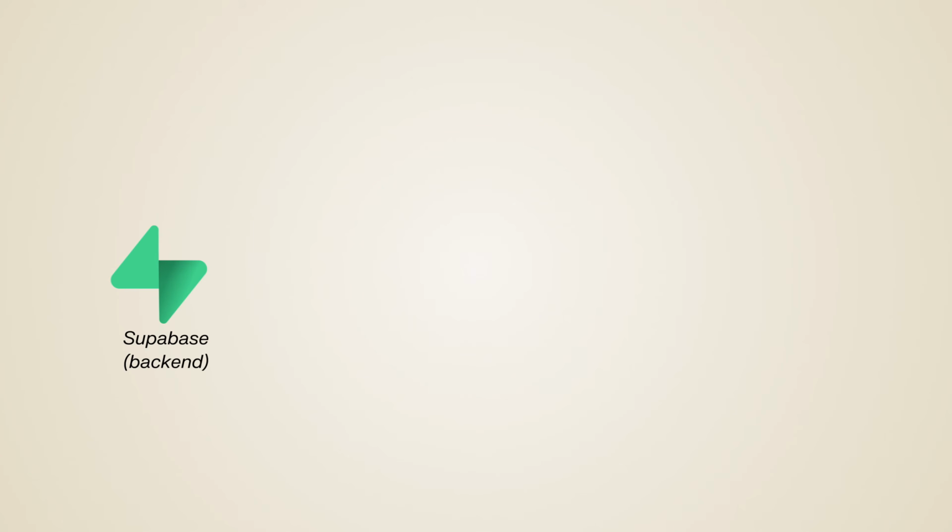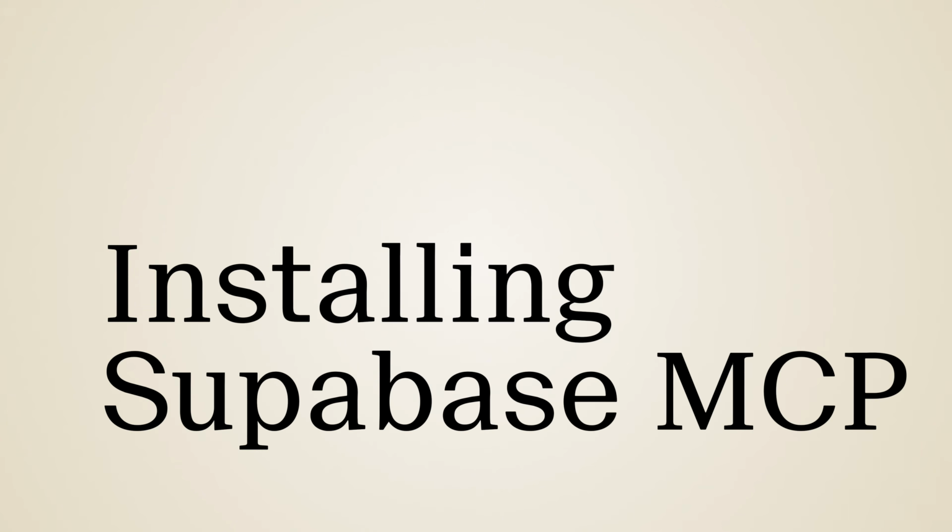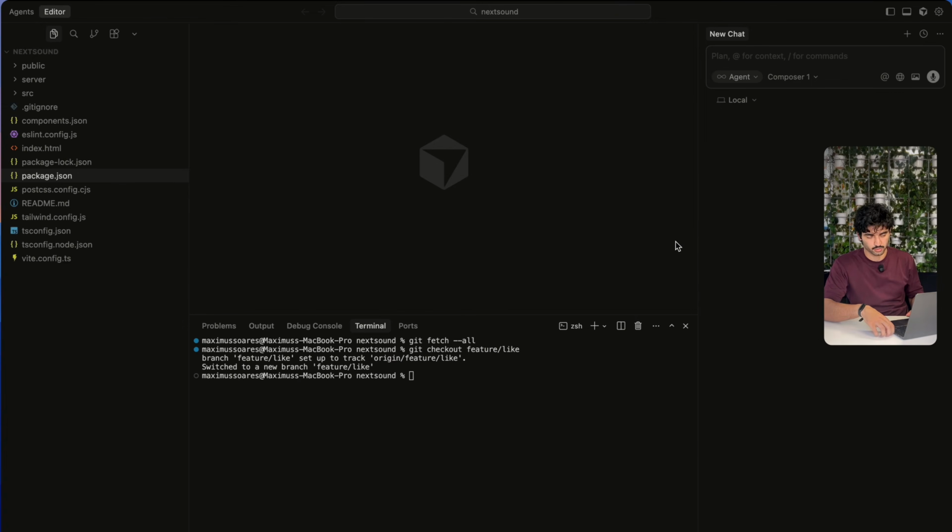So to get an overall picture, Supabase is going to give us a backend. MCP connects Cursor to it through a secure middle layer, and your credentials stay in your environment where they belong. Now, let's actually go ahead and install the connection. All right, so next we have installing the Supabase MCP, and we're going to do this so that Cursor can actually talk to our database.